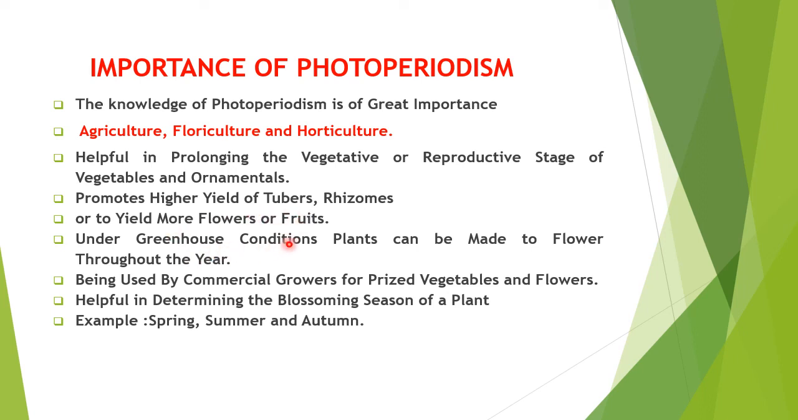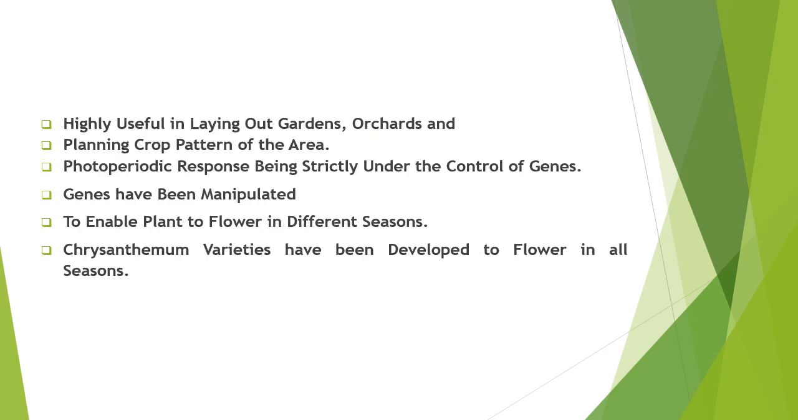Under greenhouse conditions, by giving the favorable photoperiods, plants can be made to flower throughout the year, and this is being used by commercial growers for prized vegetables and flowers. The knowledge is helpful in determining the blossoming seasons of plants. Example, some bloom in spring, some in summer, and some in autumn. These are the examples where you can determine the blossoming seasons of a plant. So it's highly useful in laying out gardens, orchards, and planning the crop pattern of the area. Photoperiodic response is strictly under the control of genes. Some genes have been manipulated to enable plants to grow in different seasons. Chrysanthemum varieties have been developed to flower in all the seasons because of the modification of the genes of certain chrysanthemum varieties. They have been genetically modified and they can flower in all the seasons.